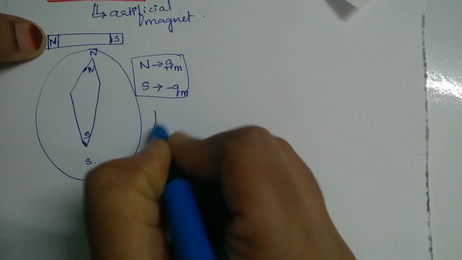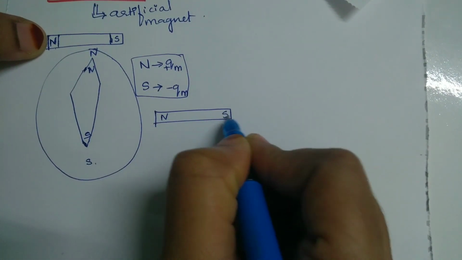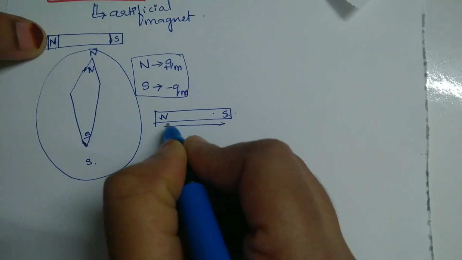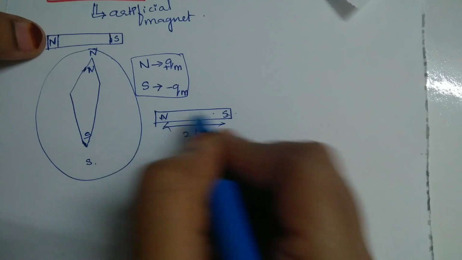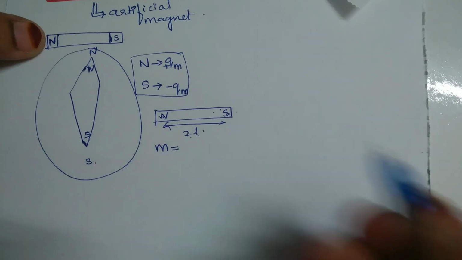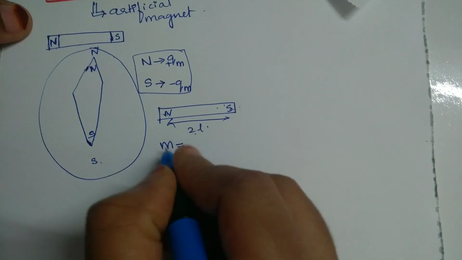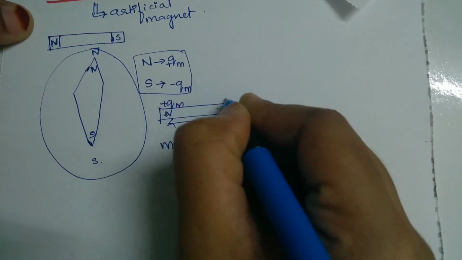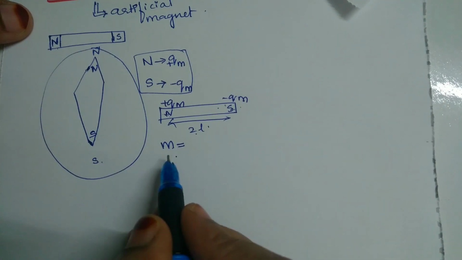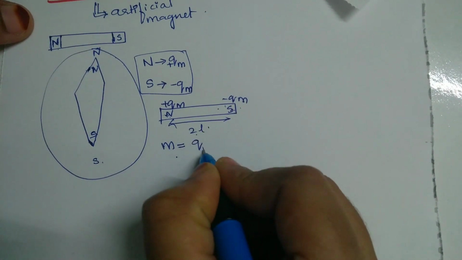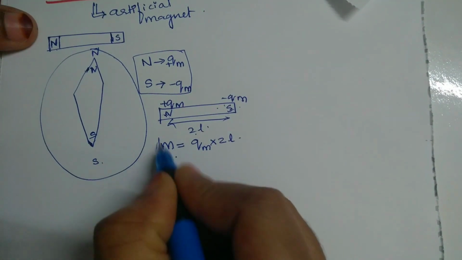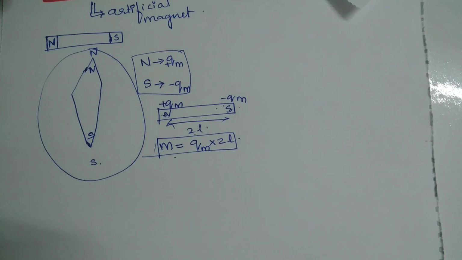So in this bar magnet, this is north and this is south, the two poles are separated by a distance of 2l. Whenever the two poles are separated by a distance of 2l, there exists the magnetic moment. This is plus qm and this is minus qm. So what is the definition of magnetic moment? Magnetic moment is the product of either of the pole strengths and the distance between the north and the south pole. This is your expression for magnetic moment.